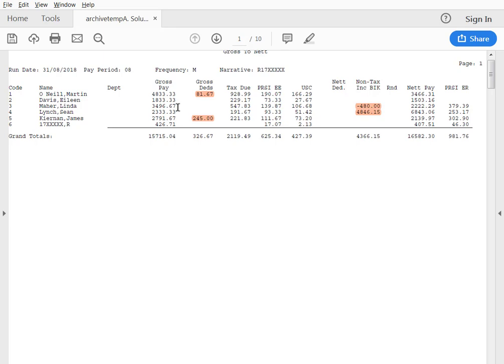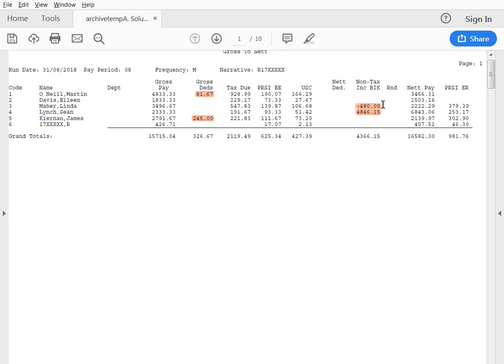But benefit in kind isn't actually cash, so we've got to take it back off again for our payroll journal because we don't actually pay the 480. Okay, so in this case, working it backwards, this is for Linda Marr. So that 3496.67, I'm going to deduct the 480. So any benefit in kind has to be deducted.